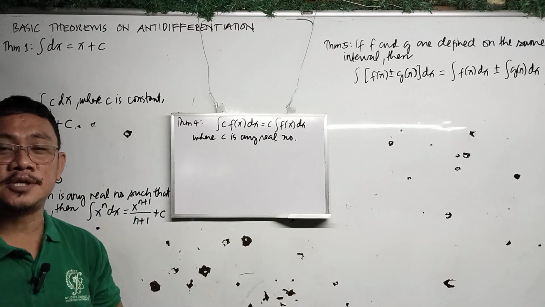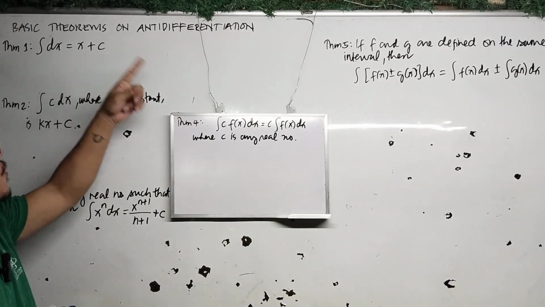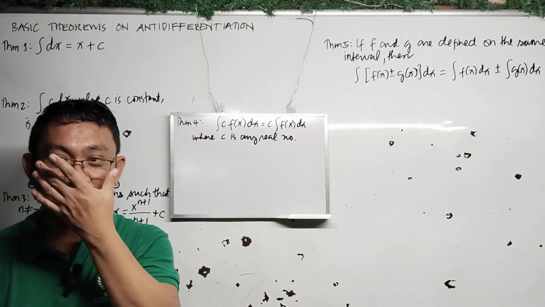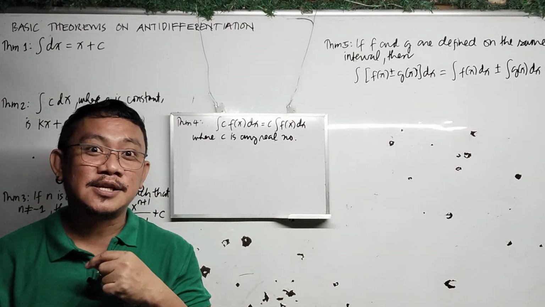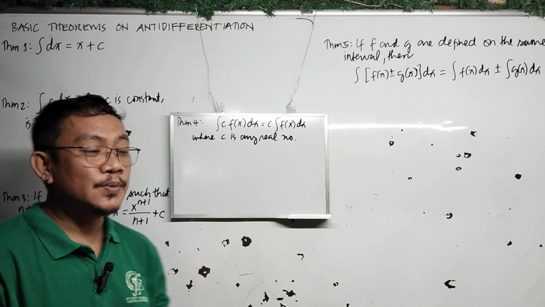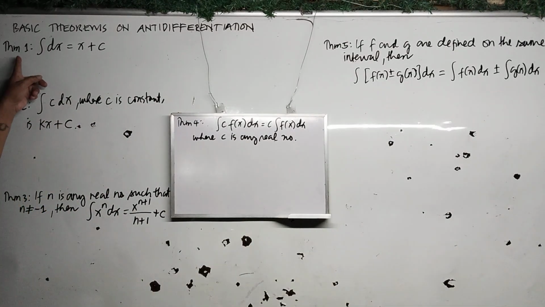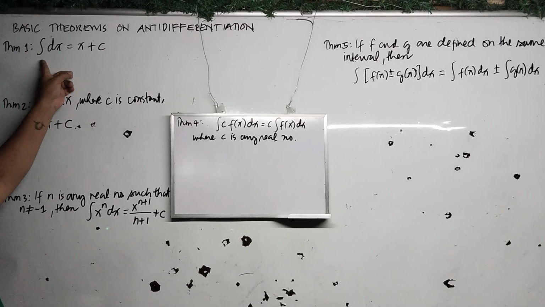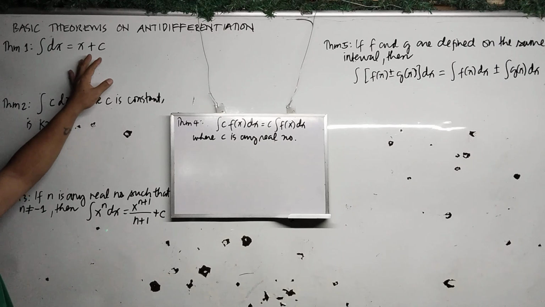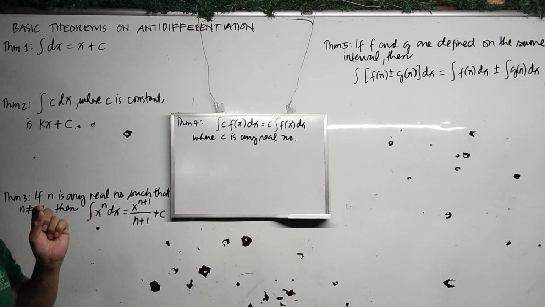So today we will discuss the basic theorems on anti-differentiation. Another tutorial session, no? So let's begin. Let us first consider theorem 1. The indefinite integral of dx is simply equal to x plus c.